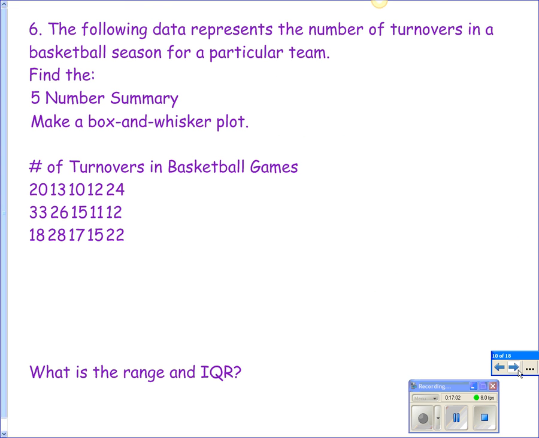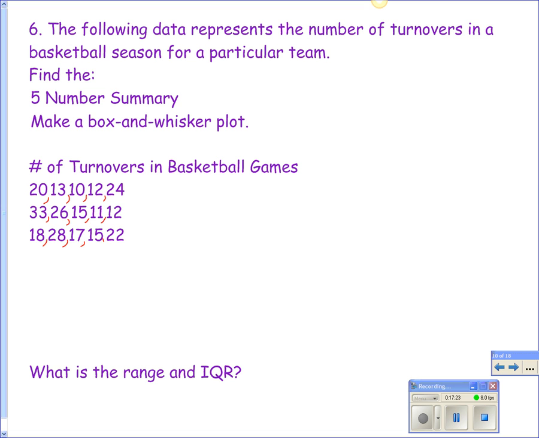Okay, so we're actually going to do an example so it'll make more sense. So the following data represents the number of turnovers in a basketball season for a particular team. Find the 5-number summary, make a box and whiskers plot. Okay, so there should be kind of like commas here.